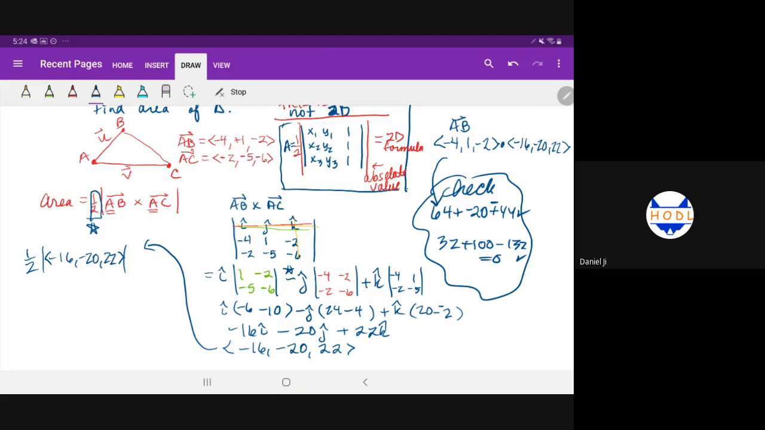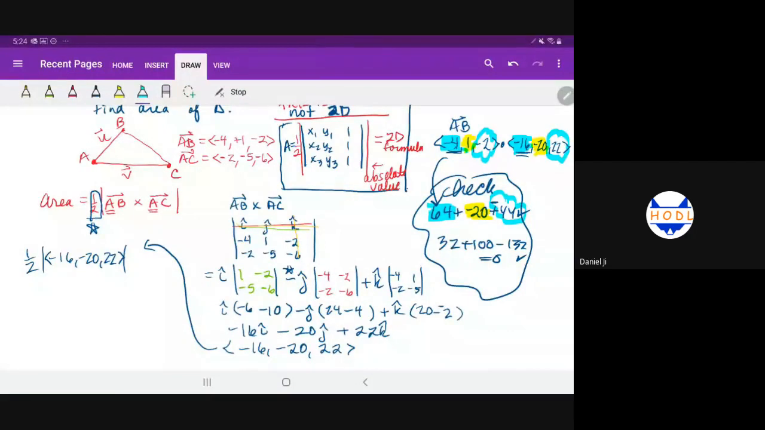So then I multiplied the x's, and that's how I got 64. Let me highlight this for you. So I multiplied these two numbers, and that's how I got the 64. And then I multiplied the 1 and the -20, and that's how I got the -20. And then I multiplied the -2 times the 22, and that's what gave me the -44.